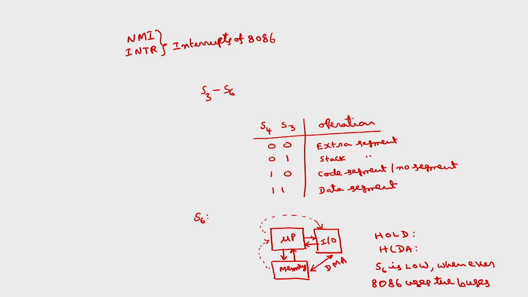In that case S6 does not become high, in fact it goes into the high impedance state. So once the microprocessor is done using the buses and is ready to give them to the memory, it makes S6 go to the high impedance state.